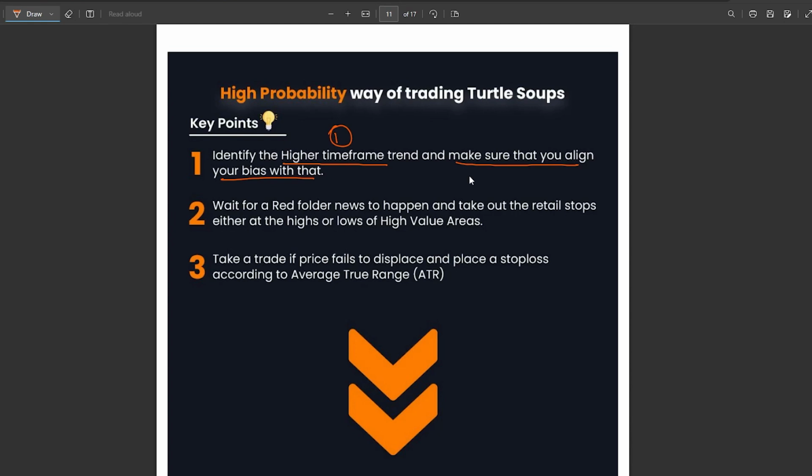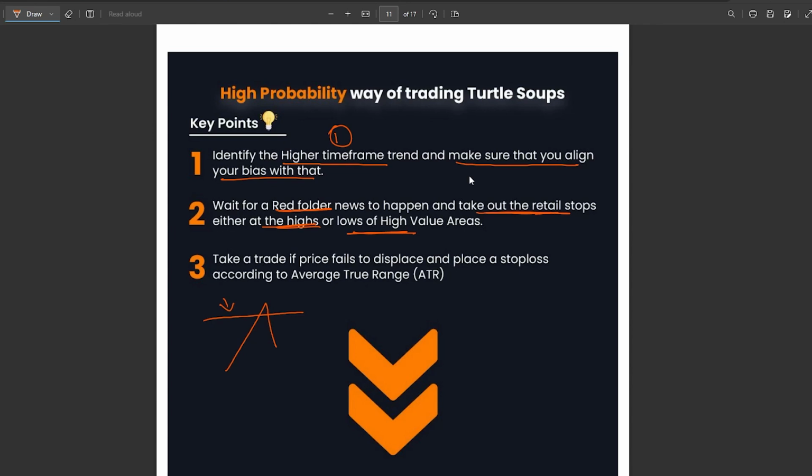First of all, identify the higher time frame trend and make sure that you align your bias with that. If the higher time frame is bearish, align your bias as bearish. Secondly, wait for a red folder news and take out the retail stops either at the highs or low of the high value area. So basically the second step tells you to wait for a red folder news and wait for the retail stops to be taken out on the high value area.